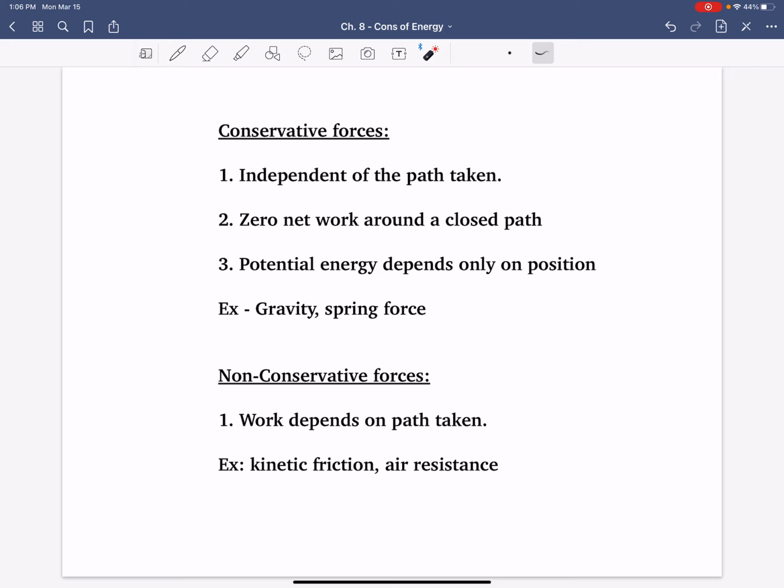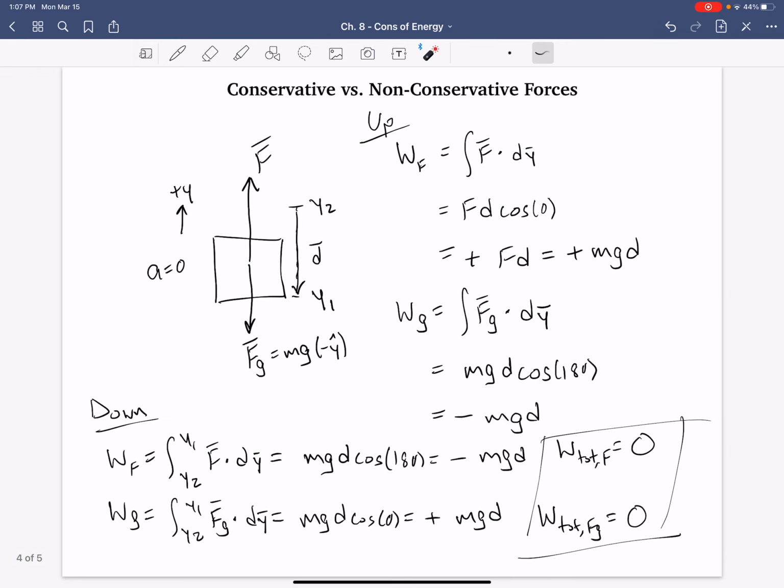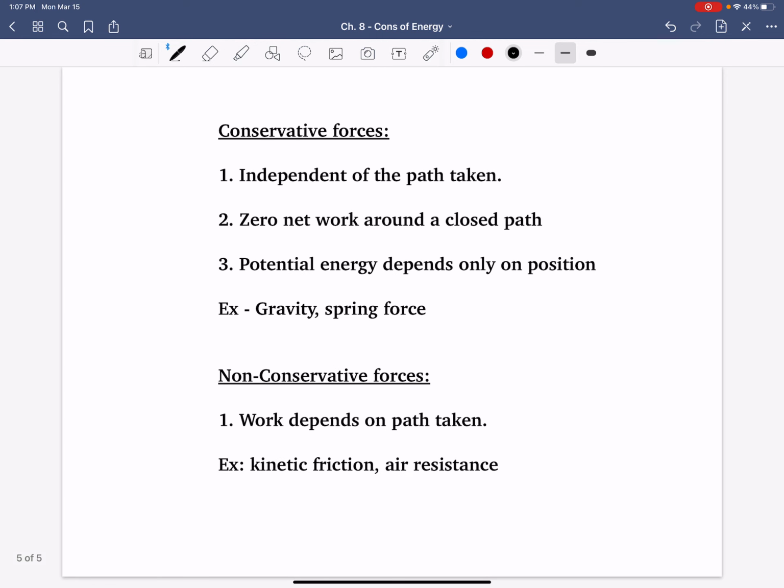And in this case, the closed path was starting at y1, going up to y2, and back down to y1, right? That's a closed path or a closed loop. And thirdly, for conservative forces, the potential energy depends only on the position, okay? Only on the position. That's why in the last chapter, we saw the potential energy be mgh. In this case, my h is d, so mgd. Okay? And two examples are the gravitational force and the elastic spring force.